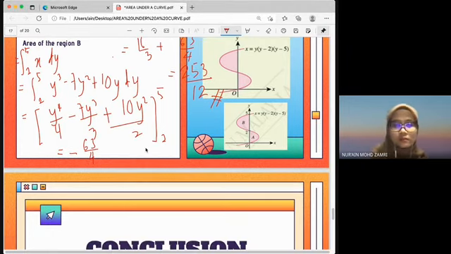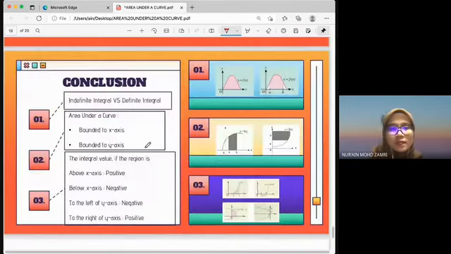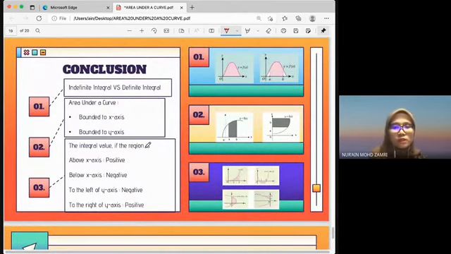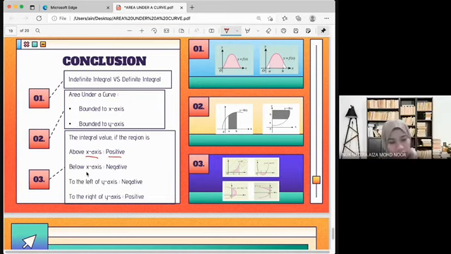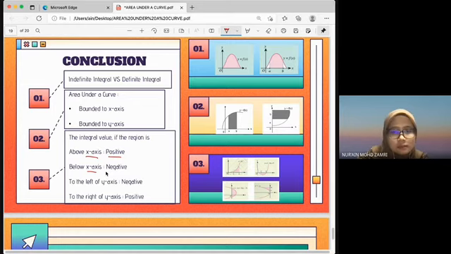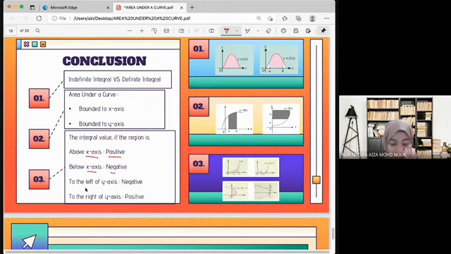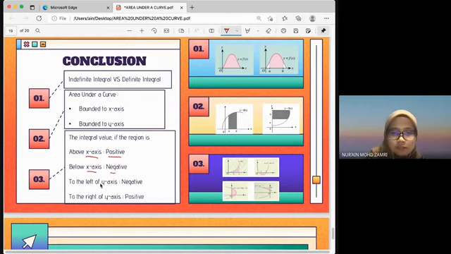Well, that's all for our example today. So the conclusion is, first you have to know the difference between indefinite integrals and definite integrals. And the second one is that there are two types of area under a curve, which is bounded to the x-axis and bounded to the y-axis. And then you should know the integral value. If the region is above the x-axis, the integral value will be positive. If the region is below the x-axis, it will be negative.